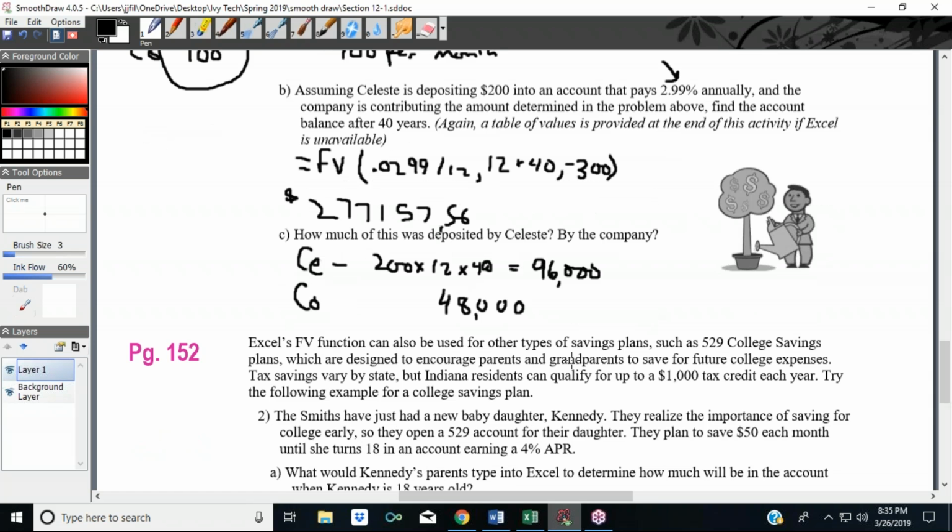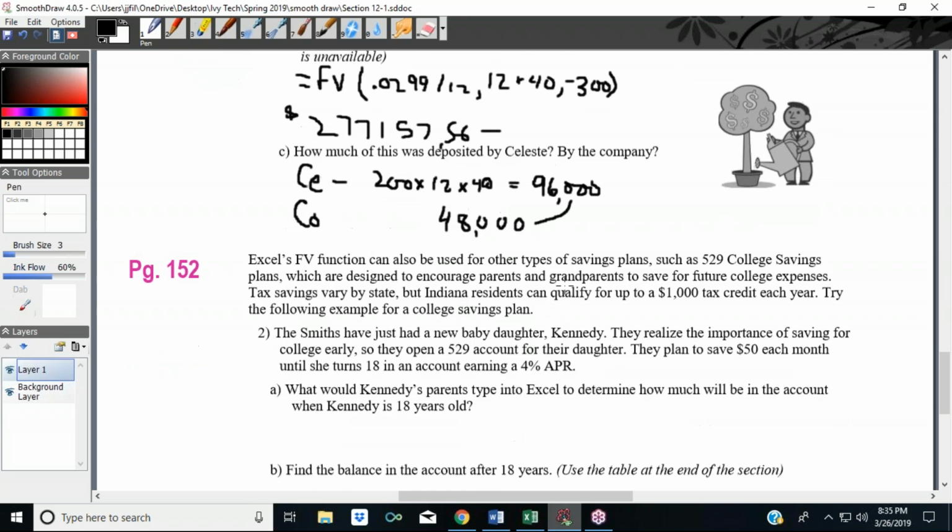So the next question in your book says, how much interest was earned on the account. It's not on the screen here, but to find the interest earned in the account, we could add these two together and then subtract it from the 277. Okay?